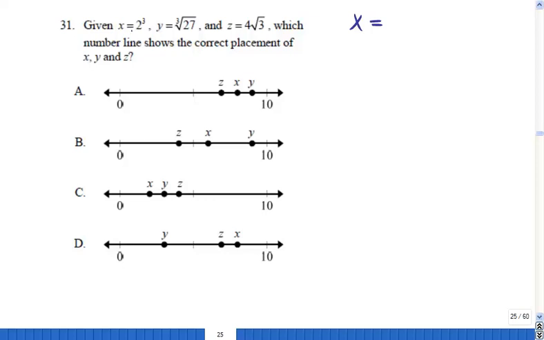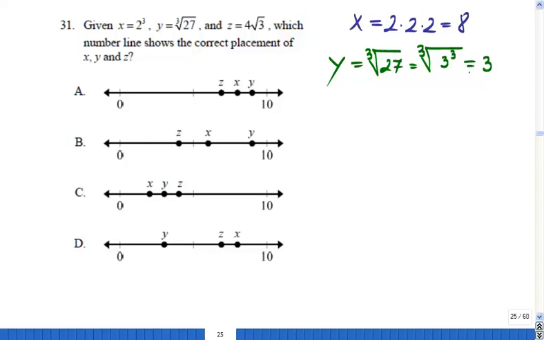The easiest one is x, right? 2 cubed is 2 times 2 times 2, and that will be 8. So your x is 8. Y is actually cubic root of 27. But you guys should know that 27 is actually 3 to the power of 3, 3 cubed, right? Well, the cubic root of a number cubed is going to be that number. So that's why your y equals 3.